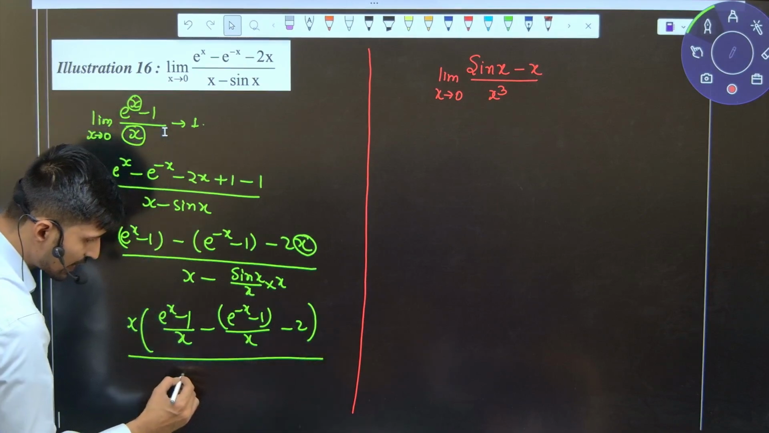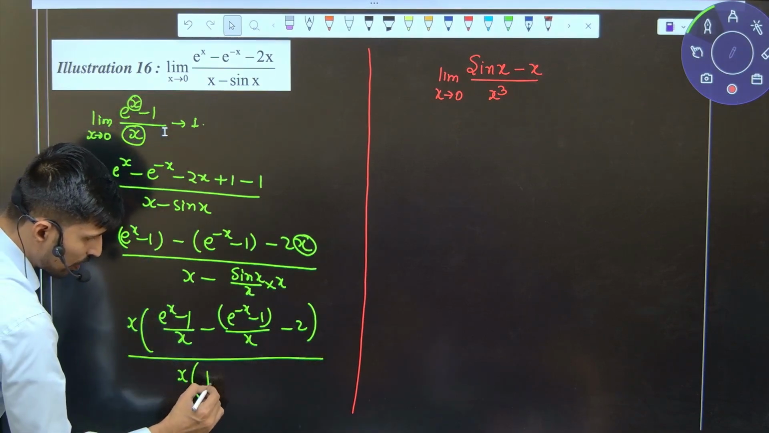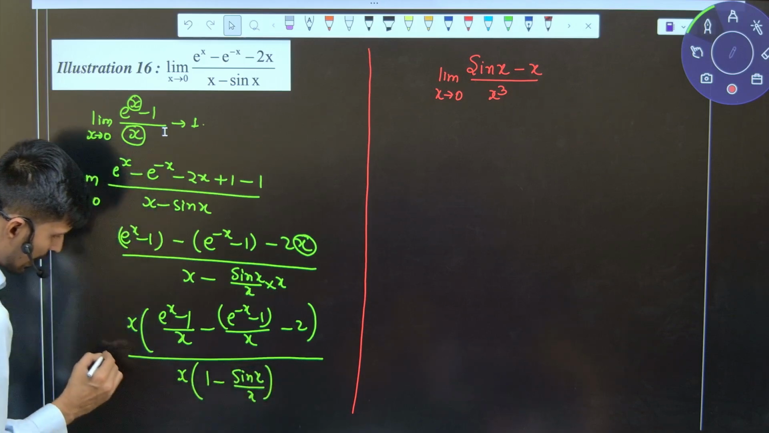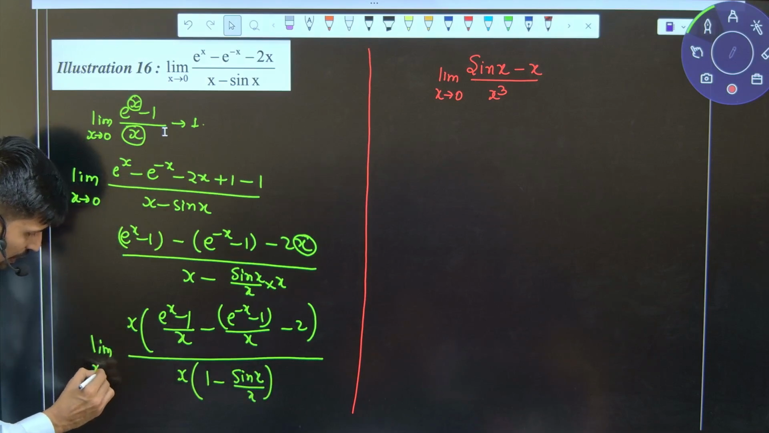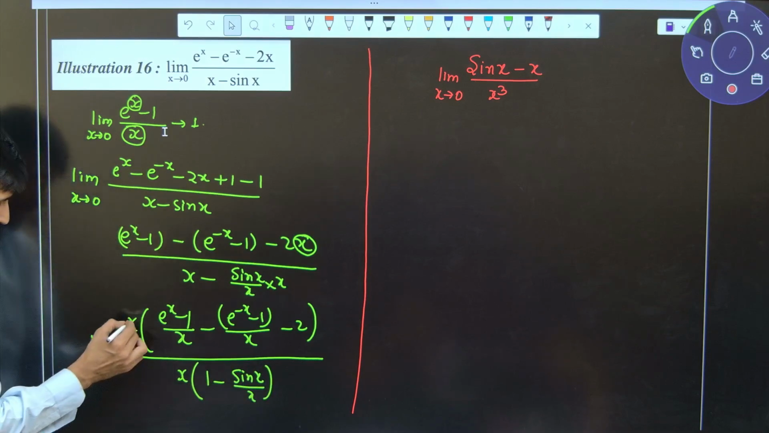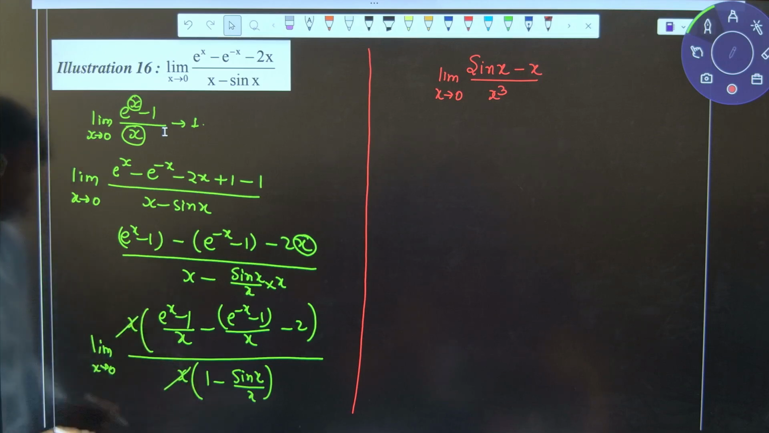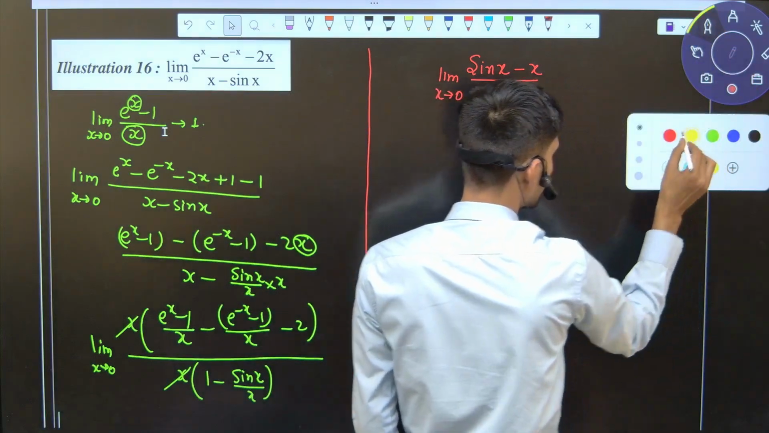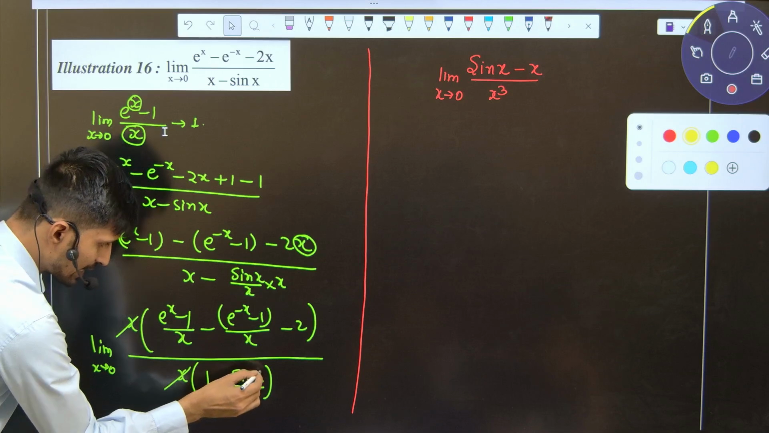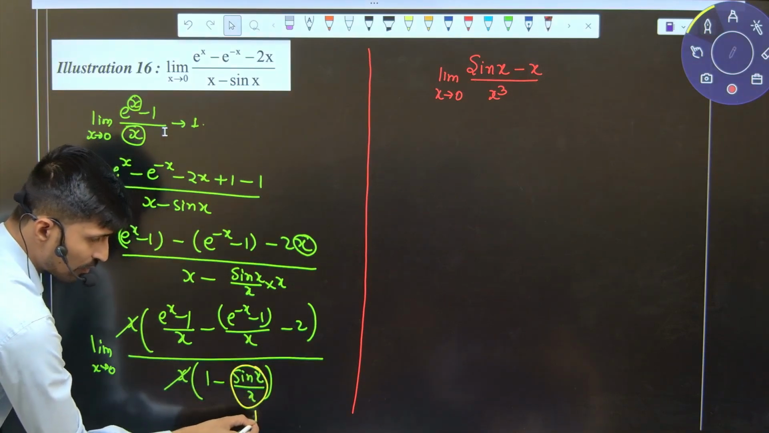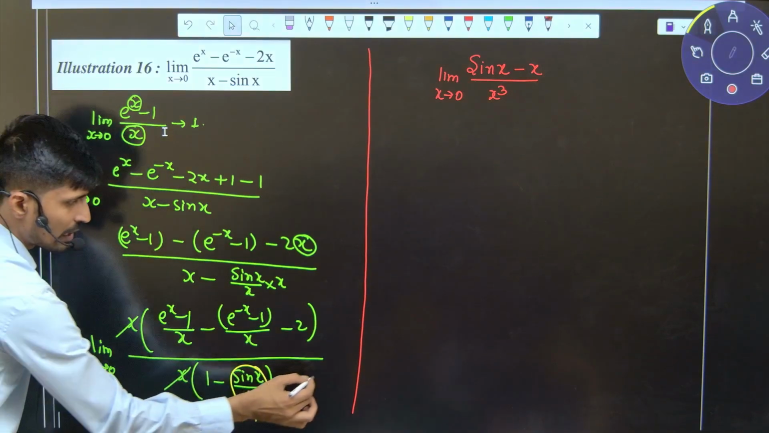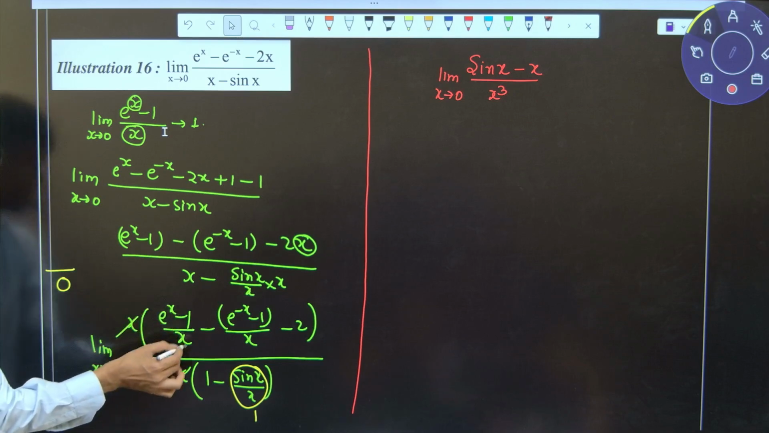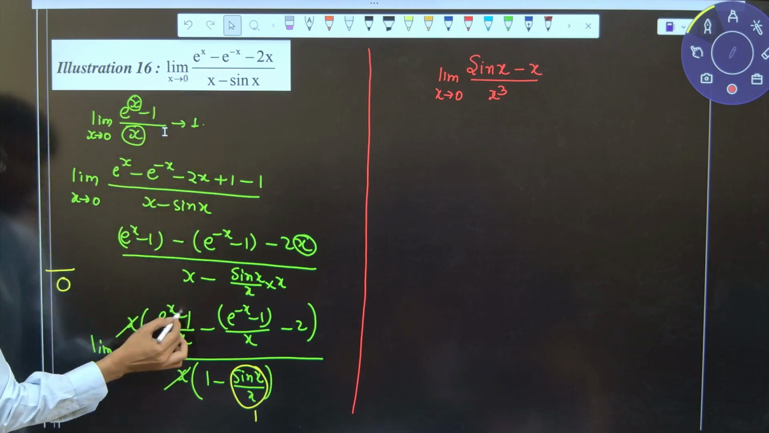Again I will take x common, and that will become 1 minus sin x by x, and limit x tends to 0. Now here x and x will get cancelled. Now because limit x tends to 0 is there, you can say this sin x by x value will become 1, and 1 minus 1 will become 0. It means the denominator is 0. And here, according to that formula, this will become 1.